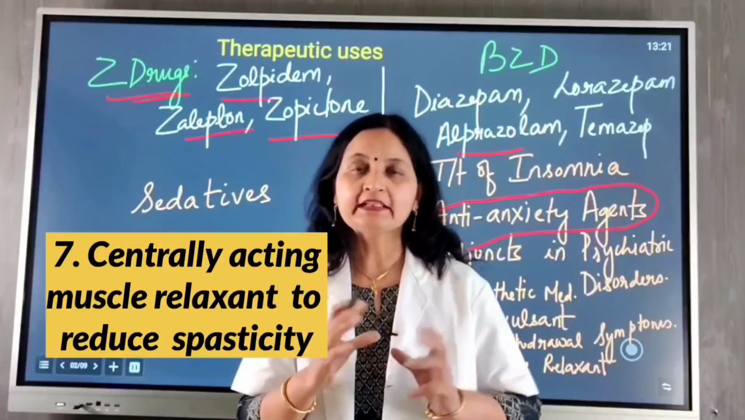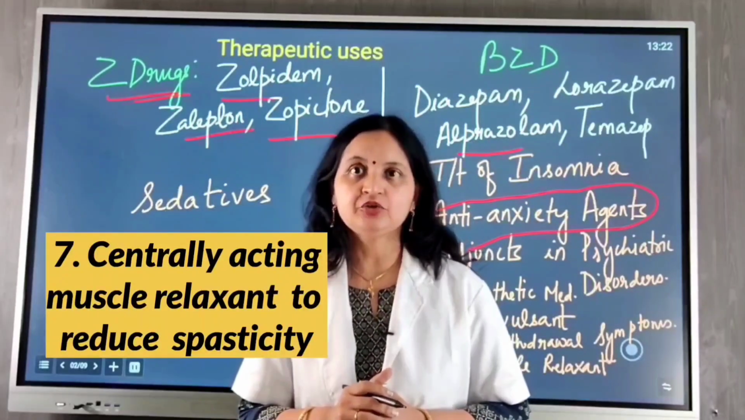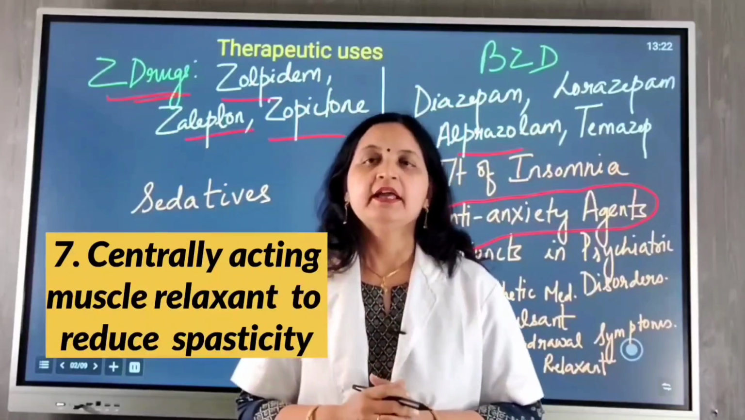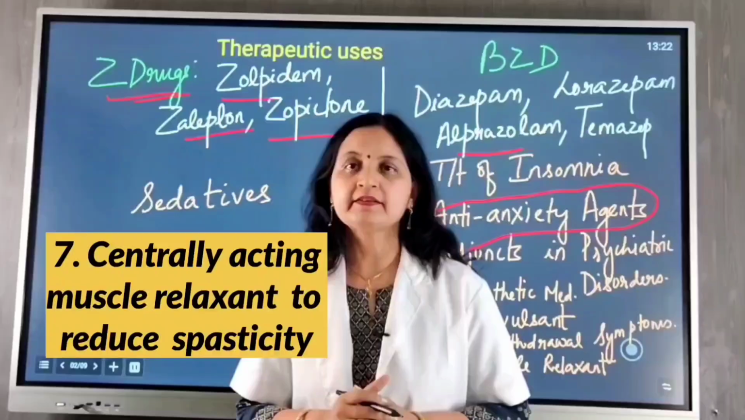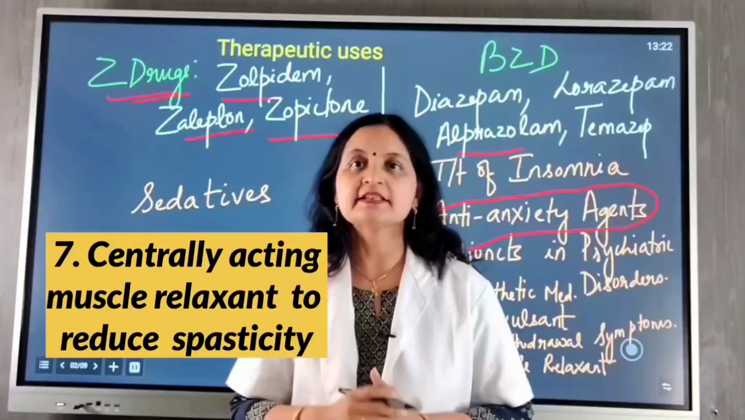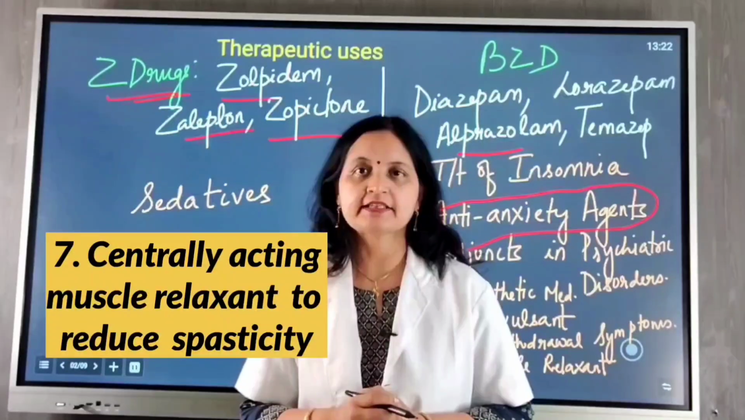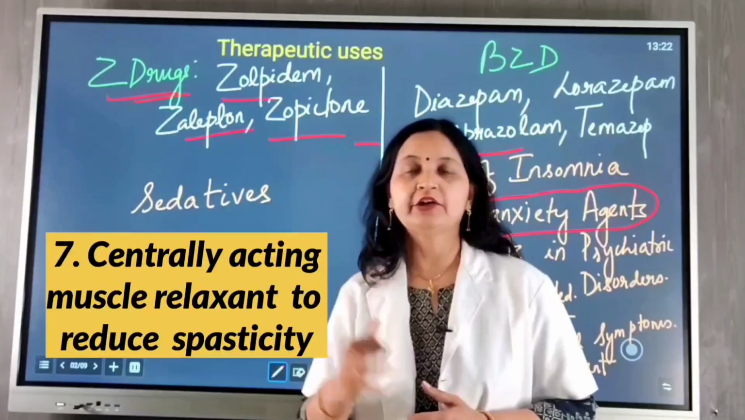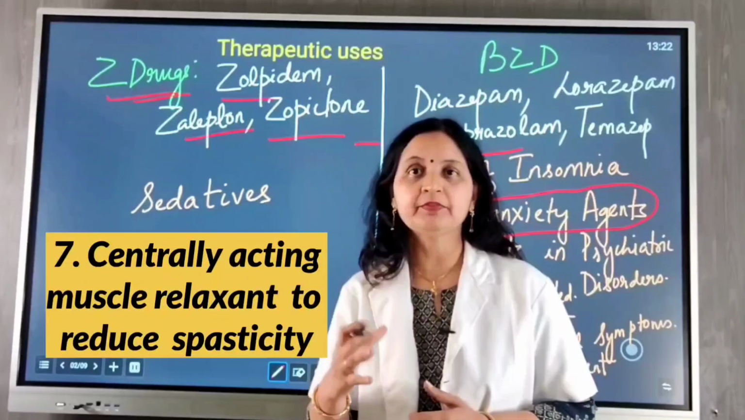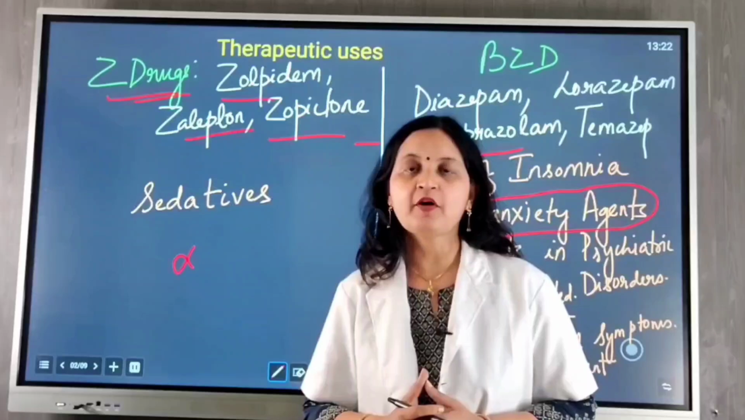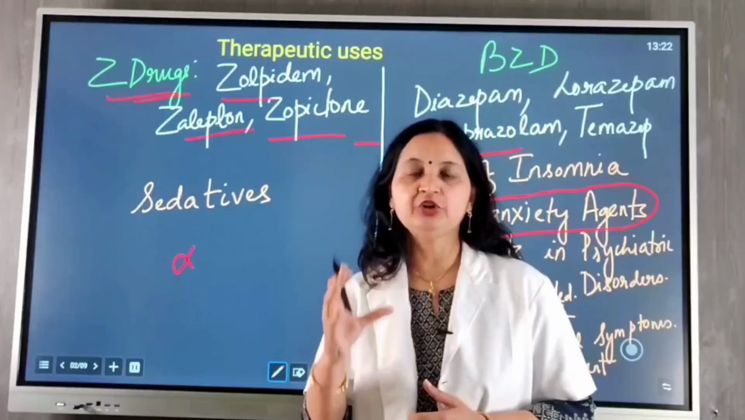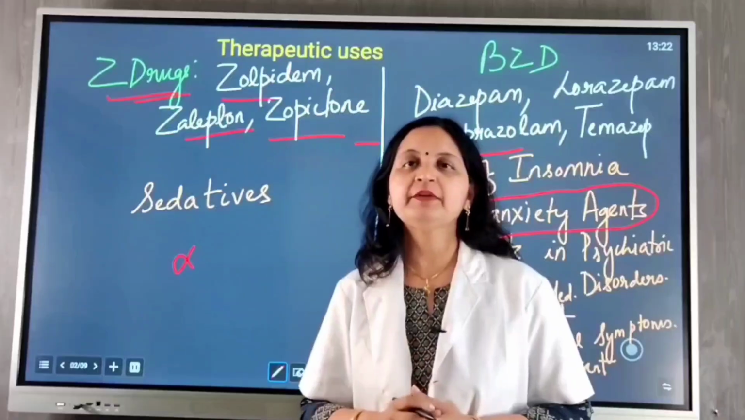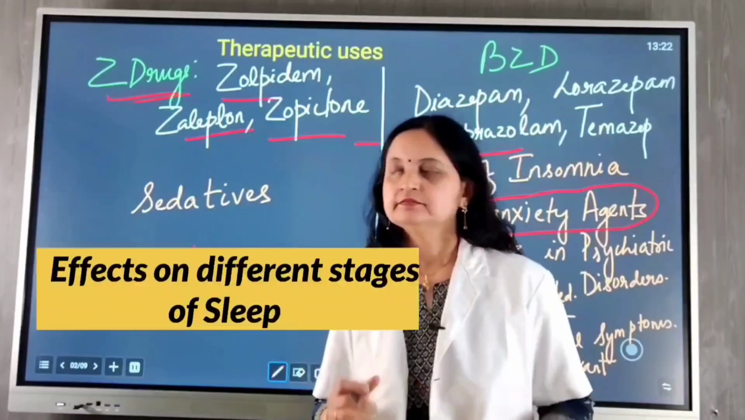By acting in the brain, the central nervous system, and on the spinal interneurons, they act as a muscle relaxant. So it acts as a centrally acting muscle relaxant. So these are some of the uses of benzodiazepines. Because of their non-selective action, they have multiple uses, whereas the Z group of drugs are only confined to the sedative action. They are mainly used as sedatives for the treatment of insomnia.